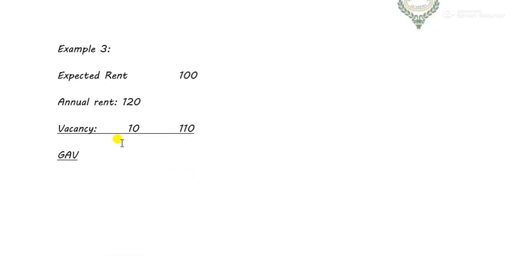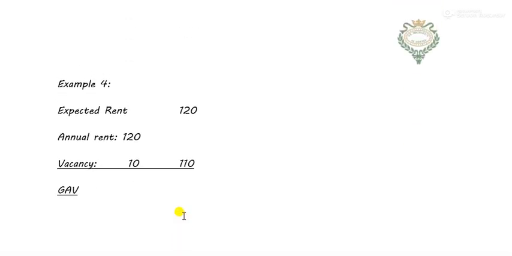Third example, expected rent is 100 again. Annual rent is 120. Ask the question, honest or dishonest? Honest, because the annual rent is already higher than expected rent, right? So in this case, we'll consider vacancy. But even after considering the vacancy, my actual rent received is 110, which is still more than expected rent. So whichever is higher, 100 on expected rent or actual rent received, so 110.